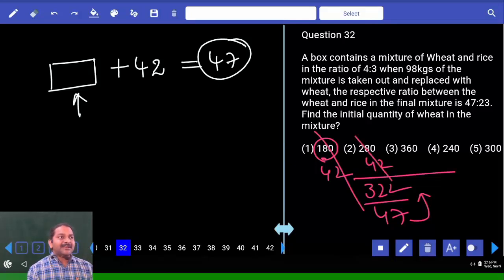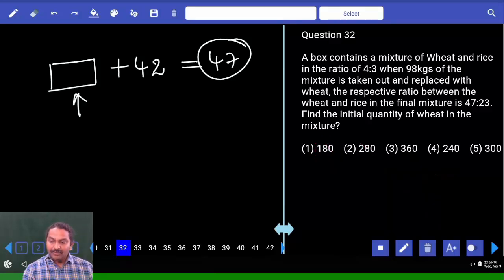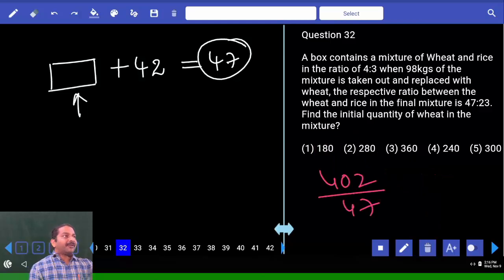This cannot be your answer. Next option, plus 42: 402. Is it a multiple of 47? 47 times 10 is 470. Between 470 and 402, how much gap do we have? 68. Is 68 a multiple of 47? Hence this also cannot be a multiple of 47.